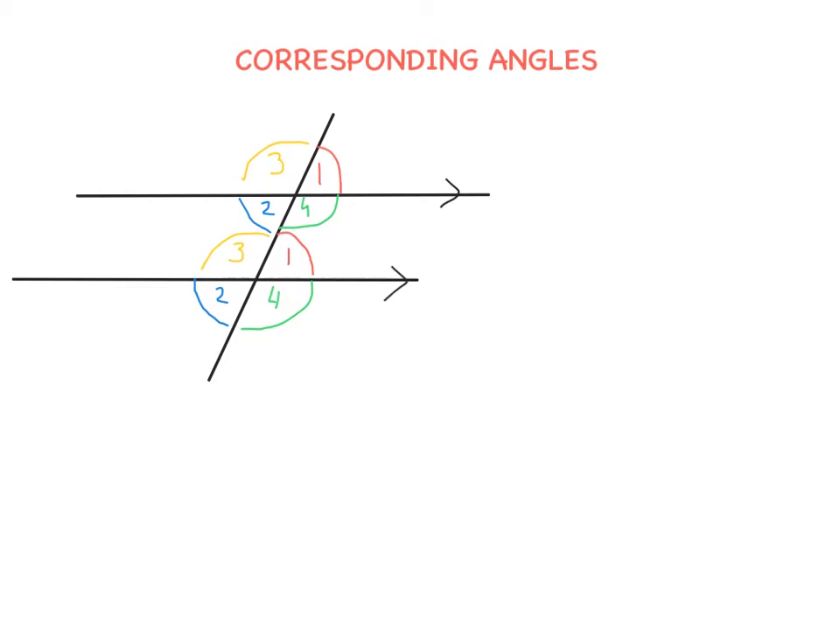And these pairs are called corresponding angles. They are on the same side of the transversal line, and they might be below or above the parallel lines.